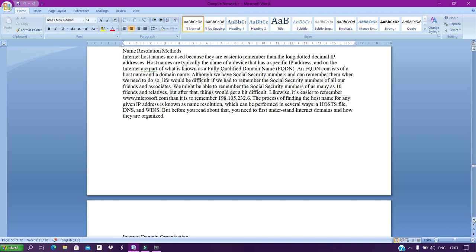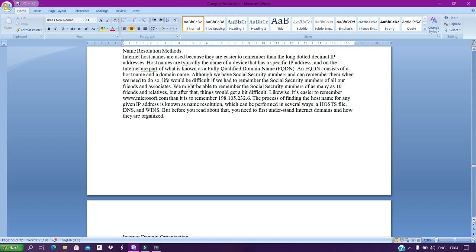Although we have social security numbers and can remember them when we need to do so, life would be difficult if we had to remember the social security numbers of all our friends and associates. We might be able to remember the social security numbers of as many as 10 friends and relatives, but after that, things would get a bit difficult. Likewise, it's easier to remember www.microsoft.com than it is to remember 198.105.236.6.